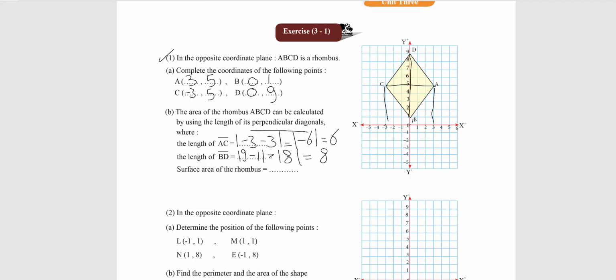So the area of the rhombus, as we studied in grade 5, equals half times the first diagonal times the second diagonal, equals half times the first diagonal, we got 6 for AC, and BD equals 8, that equals 24 square unit.